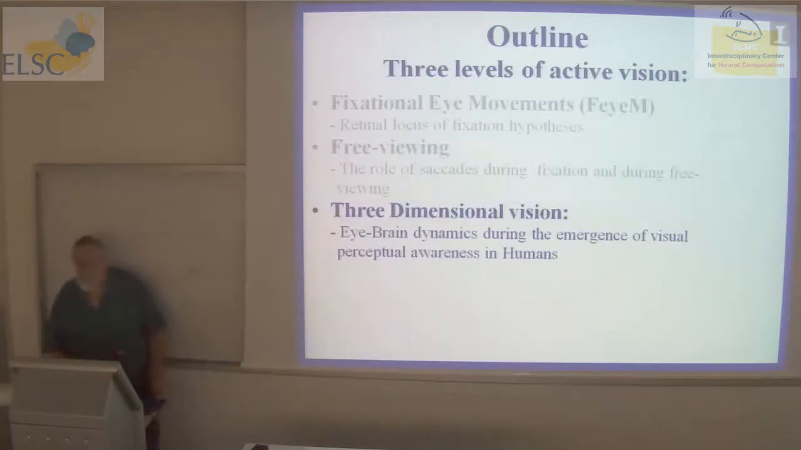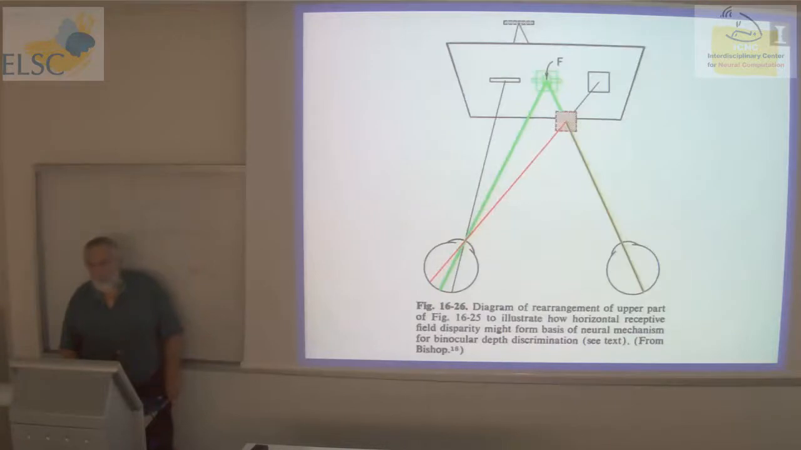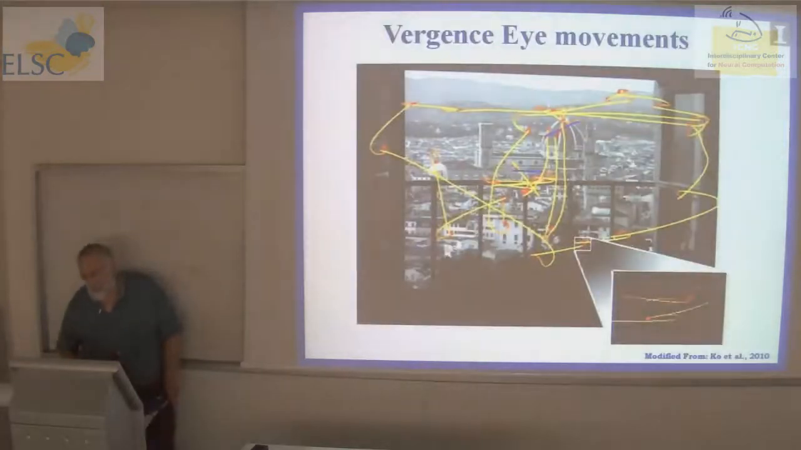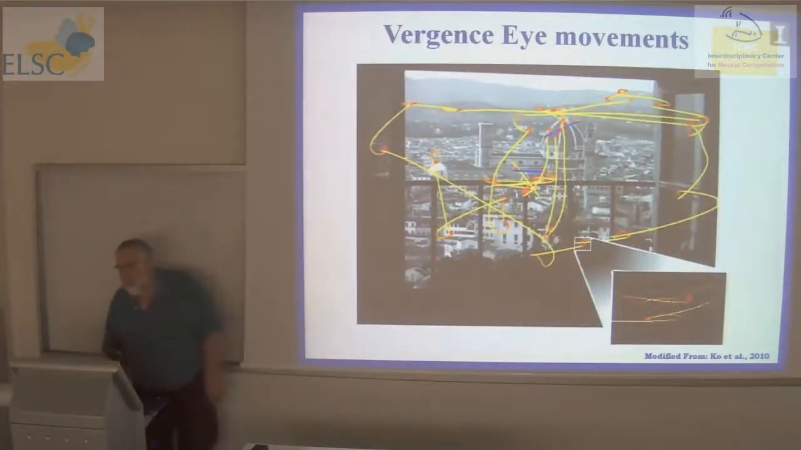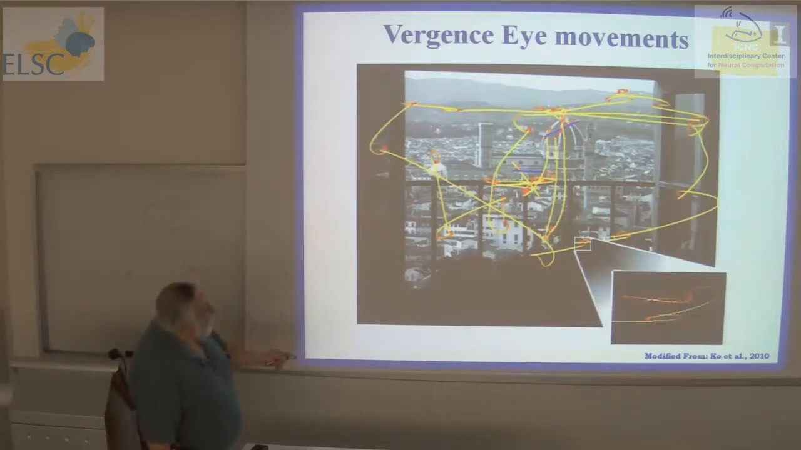The last subject that I want to talk about is probably the most interesting one, which is what happened during three-dimensional viewing. When we do three-dimensional viewing, we have convergent eye movement. And when we look at convergent eye movement, this is from a work of Rusi, then we can see people looking while they have an eye tracker. Those are the different saccades that you see here.